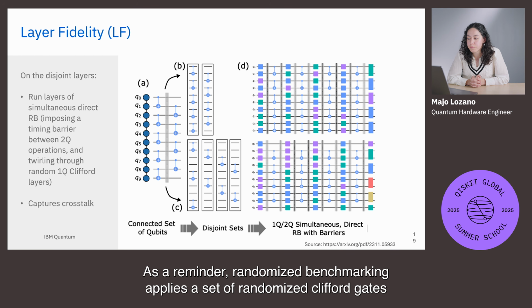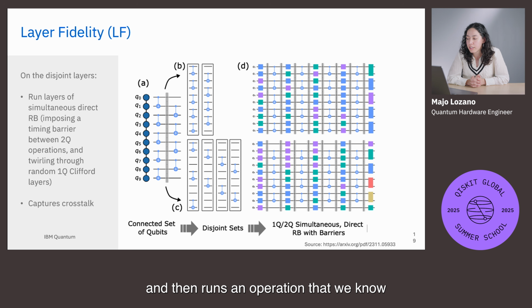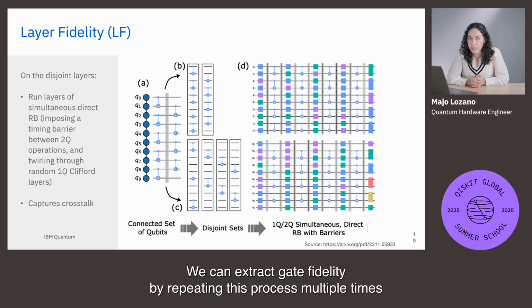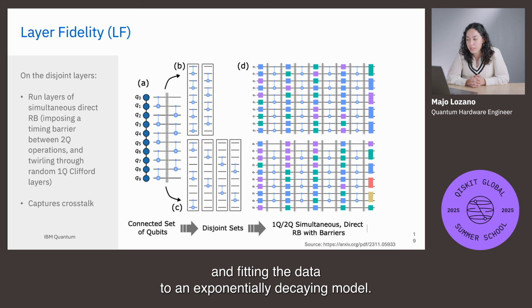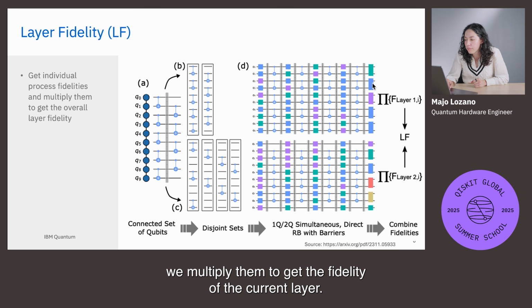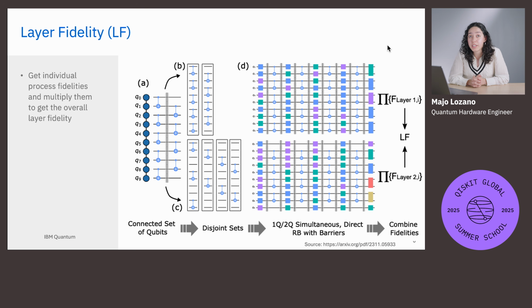As a reminder, randomized benchmarking applies a set of randomized Clifford gates and then runs an operation that we know mathematically is the inverse of such operation. If any of the qubits do not return to their original state upon measurement, then we know there was an error. We can extract gate fidelities by repeating this process multiple times and fitting the data to an exponentially decaying model. Once we get the individual process fidelities, we multiply them to get the fidelity of the current layer.